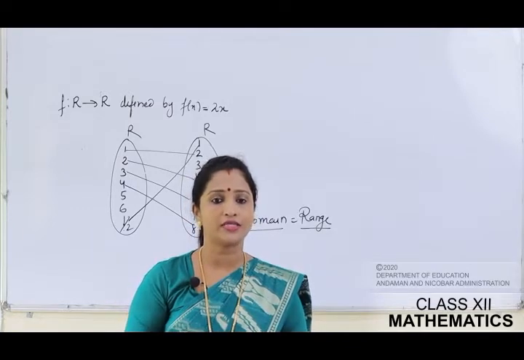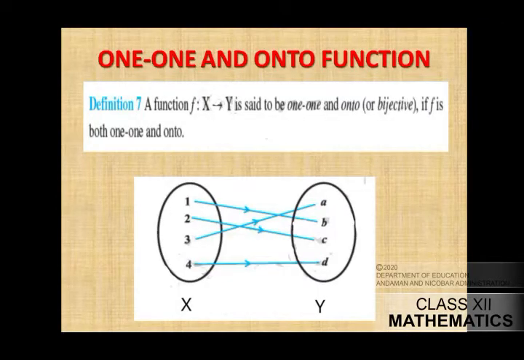Diagrammatically also you can see, I have taken two non-empty sets X and Y, with elements 1, 2, 3, 4. See, each and every element has got distinct images and no element is left out in set Y also. So you can say this function is both 1-1 and onto, hence it is a 1-1 and onto function, or you can say it's a bijective function.